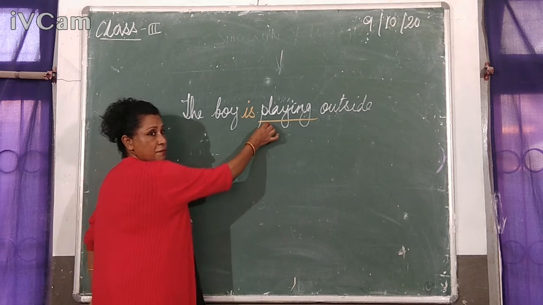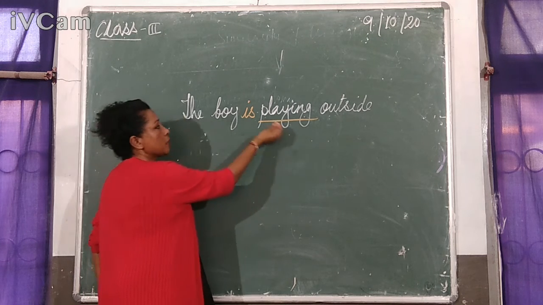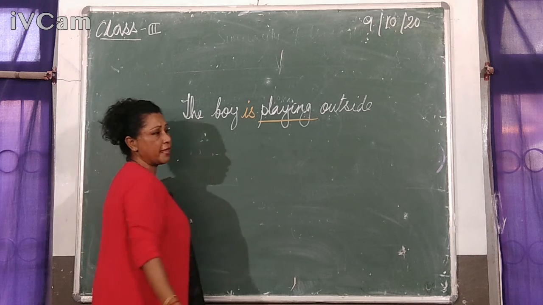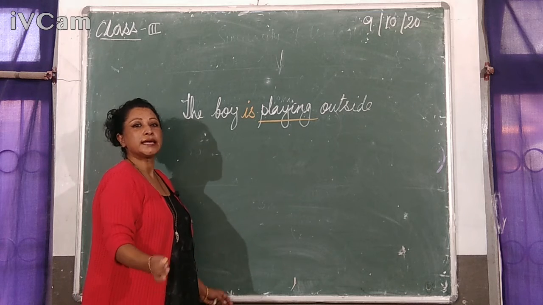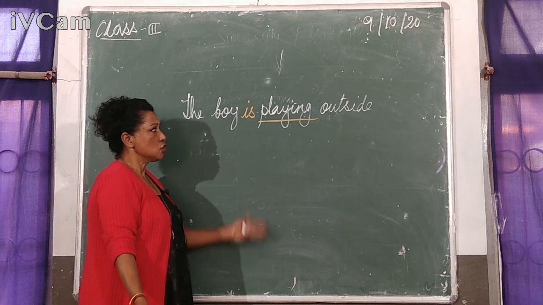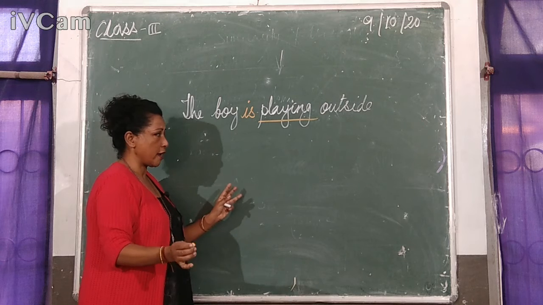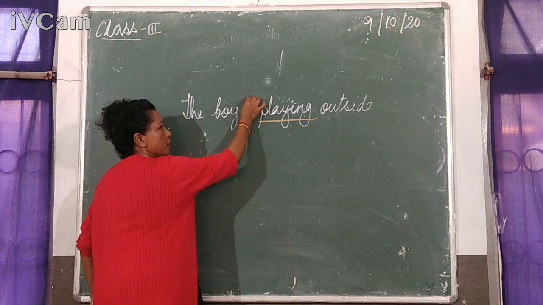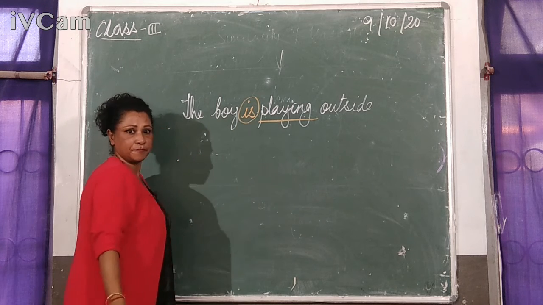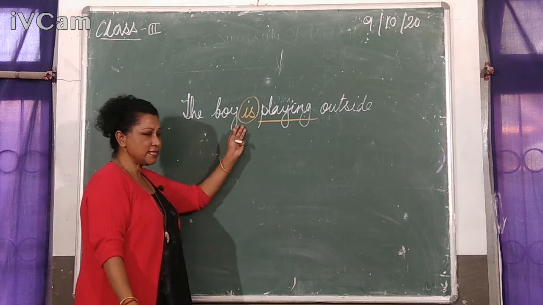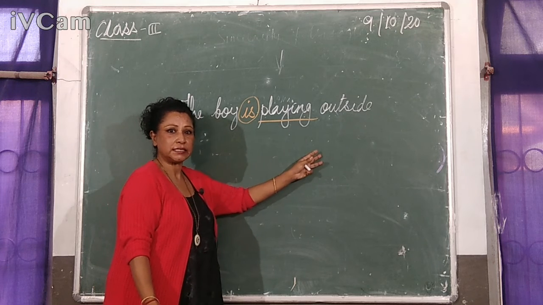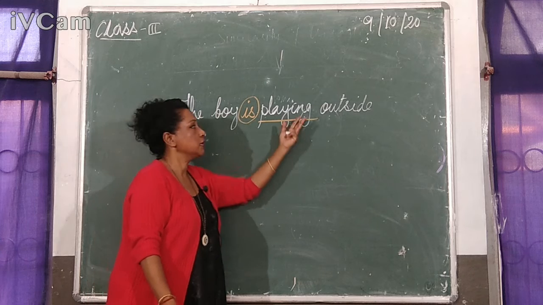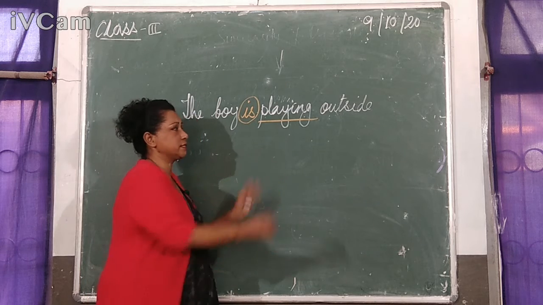So the verb here is playing. But if you just write the verb playing, the sentence will not be complete. Something is not right. So to make the sentence correct, what do we do? We add "is" to make the sentence complete. So this word is helping the main verb. The main verb is this.